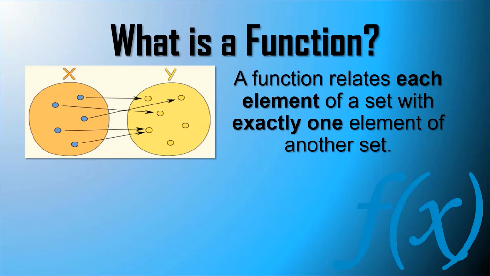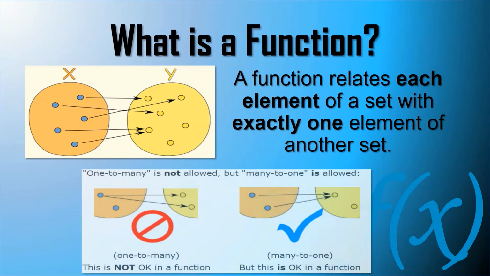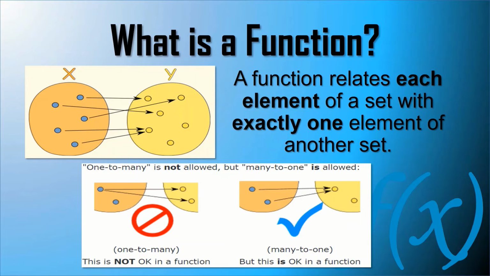A function relates each element of a set with exactly one element of another set. One to many is not allowed, but many to one is allowed. Okay? So, kung yung x ko may kaakibat siya na output na maramihan, this is not allowed or this is not considered a function. But kung yung certain inputs ko na marami, may isang output siya na isahan lang, many to one is considered a function.